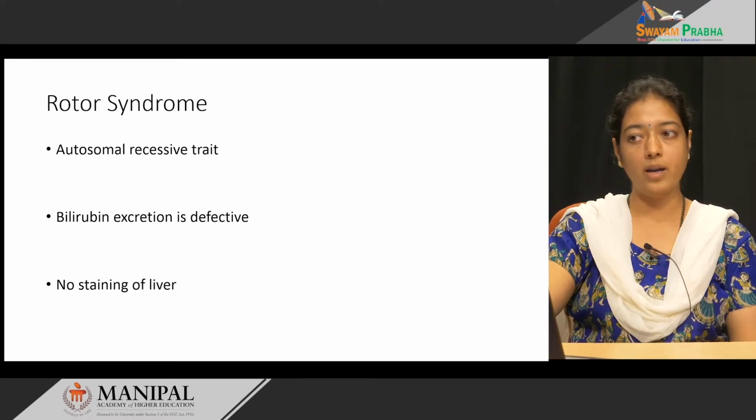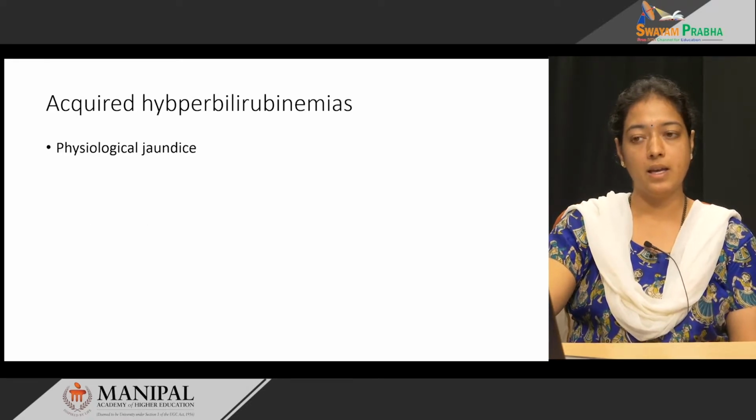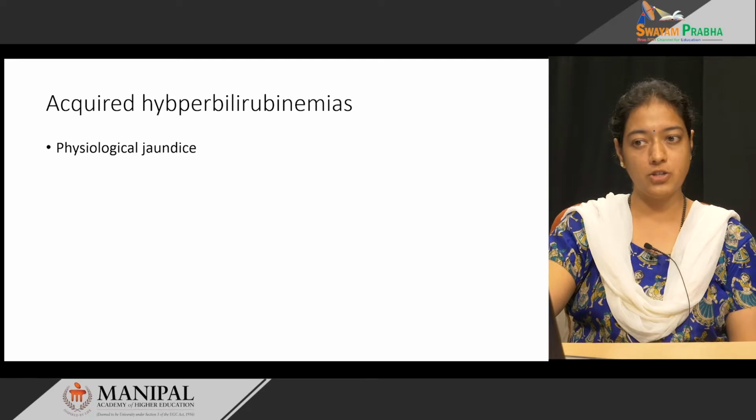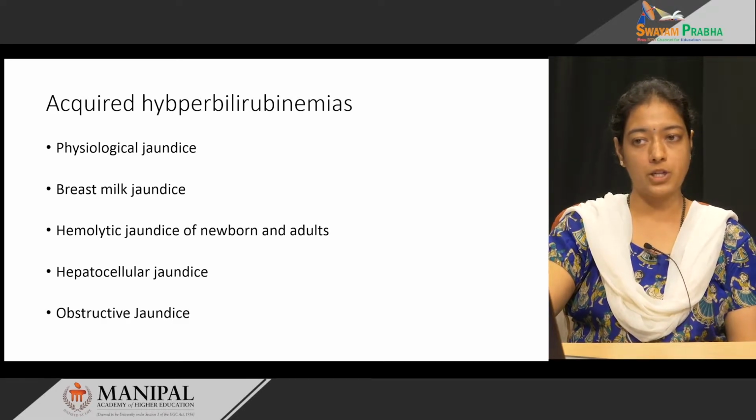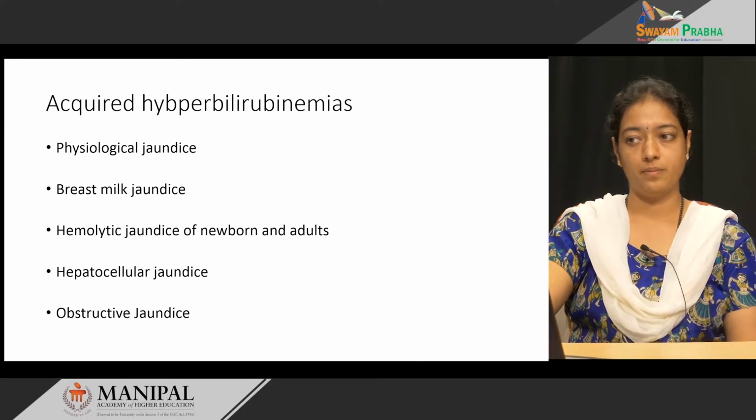Coming to acquired hyperbilirubinemias, they are physiological jaundice, breast milk jaundice, hemolytic disease of the newborn as well as hemolytic jaundice of adult, hepatocellular jaundice and obstructive jaundice. As the name suggests, acquired means there is no inherited defect.